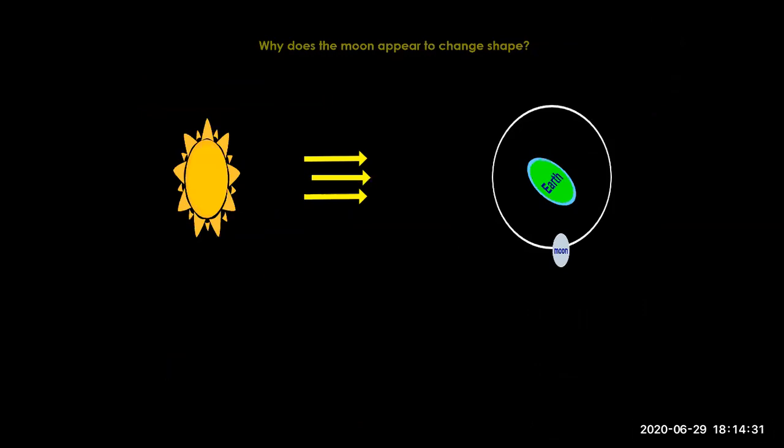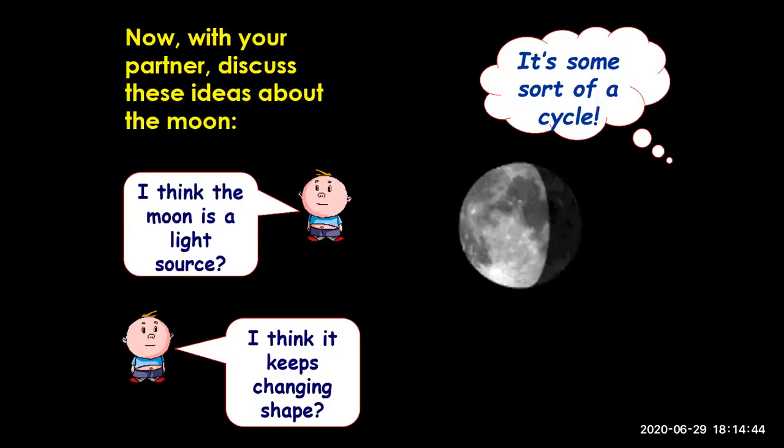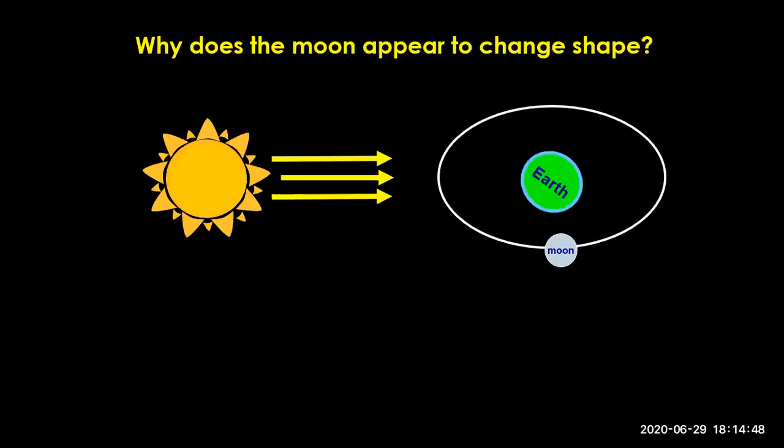I think the moon is a light source. Is it really a light source? I think it keeps changing shape. Does it really change shape? It's some sort of a cycle. Do you think it's a cycle? Why does the moon appear to change shape?